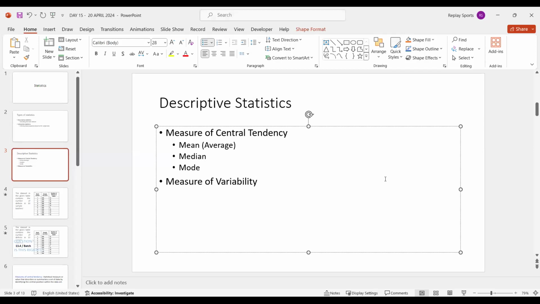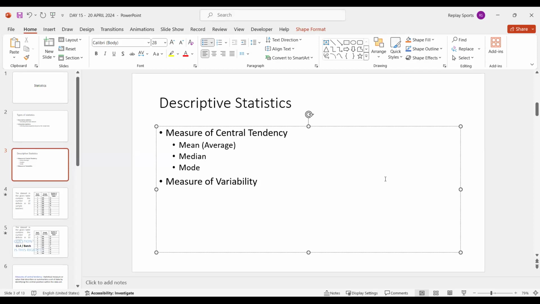Now we'll talk about variability. Central tendency gives you a central value, but it does not talk about the spread, right? So if I say the average is 100, is it between 90 to 110? Is it between 80 to 120? Is it between 50 to 150? That we don't know. So this is where variability comes into the picture.